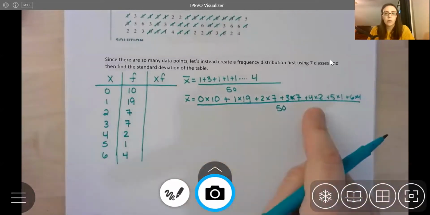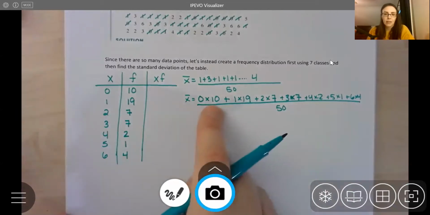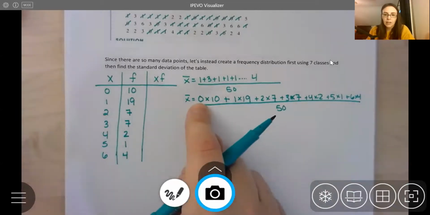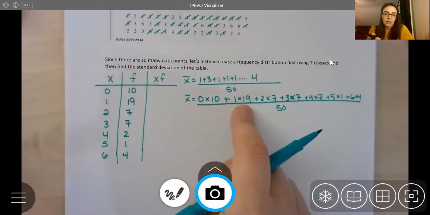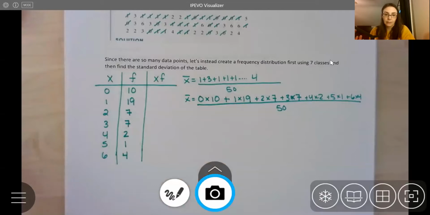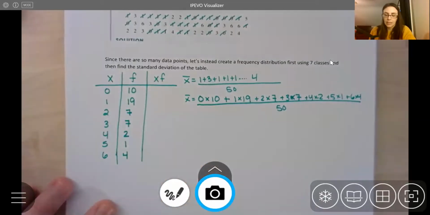So this is just a shortcut way where we have a lot of repeats, instead of adding things one at a time, particularly if we're doing it manually or by hand. We can save some time. So instead of writing 0 10 times, I just write times 10. Instead of writing the number 1 19 times, I write times 19, and then I can find out my value there. Now, I just made a table here to make the multiplication a little easier.